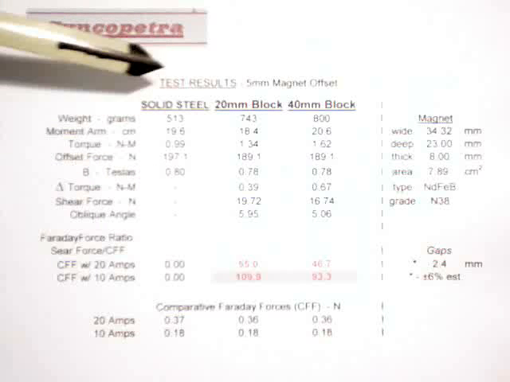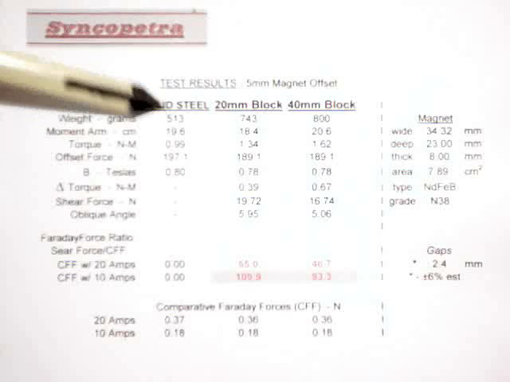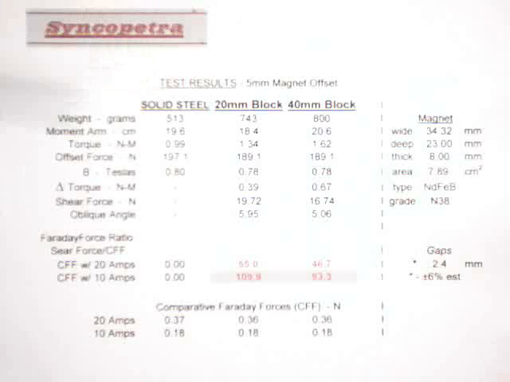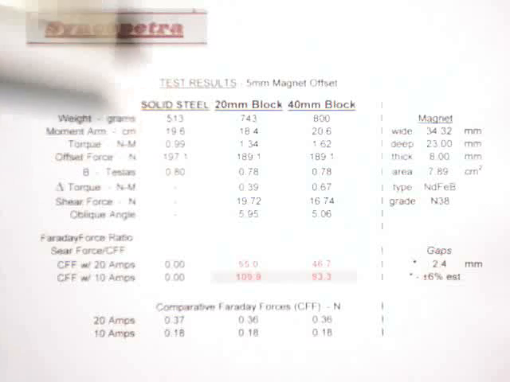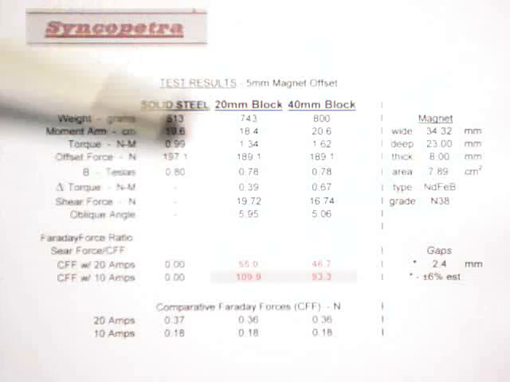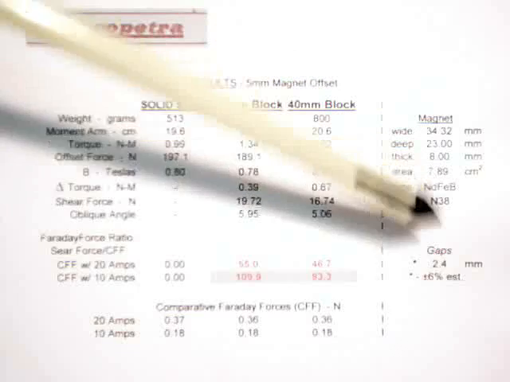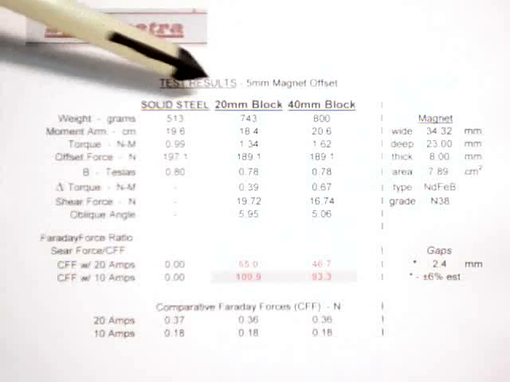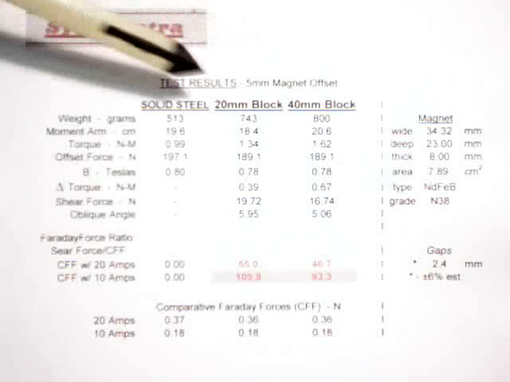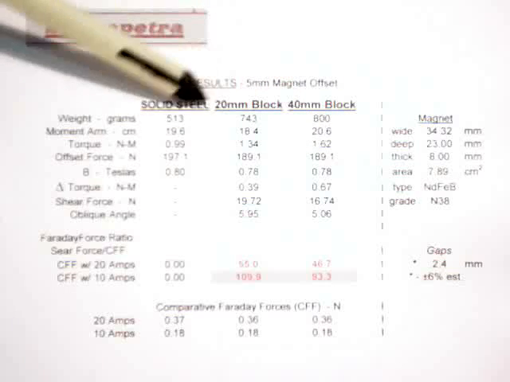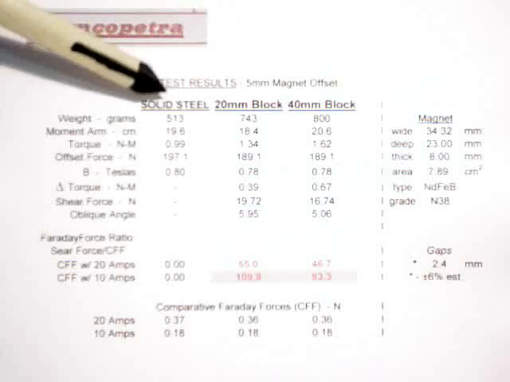All right. For the solid steel bar, it took 513 grams on a 20 millimeter moment arm to produce 1 Newton meter of force. That corresponds to 197 newtons of force, which would come from 0.8 Tesla's B field. Those numbers are all very consistent with the magnet data and the gap data. We can see for our 20 millimeter generator and our 40 millimeter generator, we consistently had torques greater than the torque from the solid steel bar.